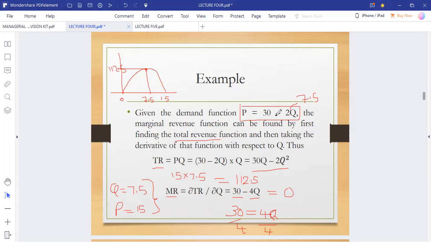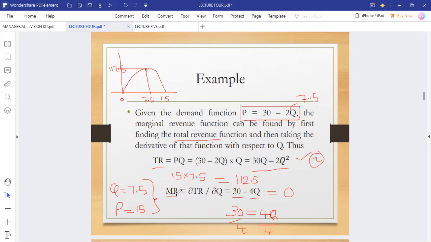To repeat, you've been given a function like this. We ask for four important things. Number one, calculate the total revenue. Total revenue is price times quantity. The price is this whole function. The quantity is Q. So 30 times Q is 30Q. 2Q times Q is 2Q squared. You get your max there, 2 max.